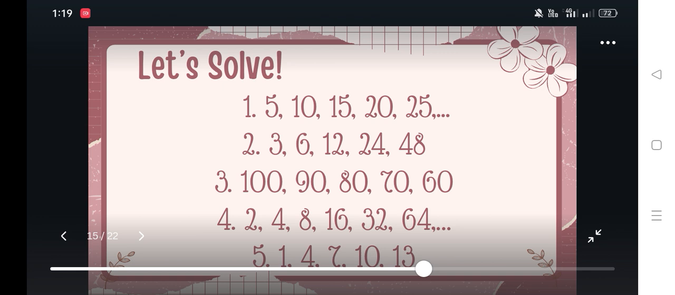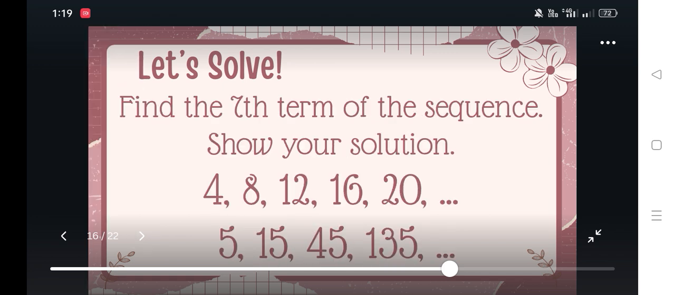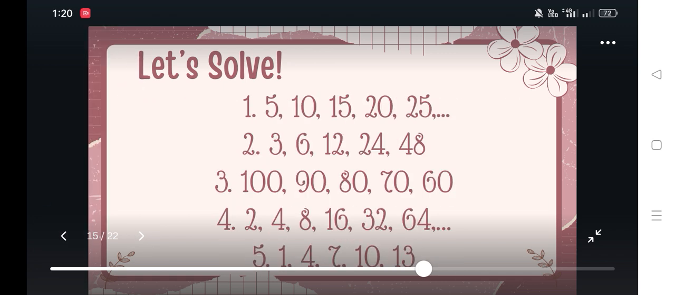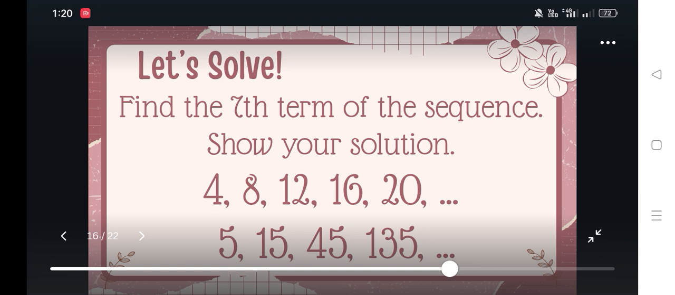Very good. So now, for the remaining sequences, you will answer this independently and pass it next meeting. And also this one. Find the seventh term of the sequence. You need to show your solution and write your answer on one whole sheet of paper. Okay? Are we good?